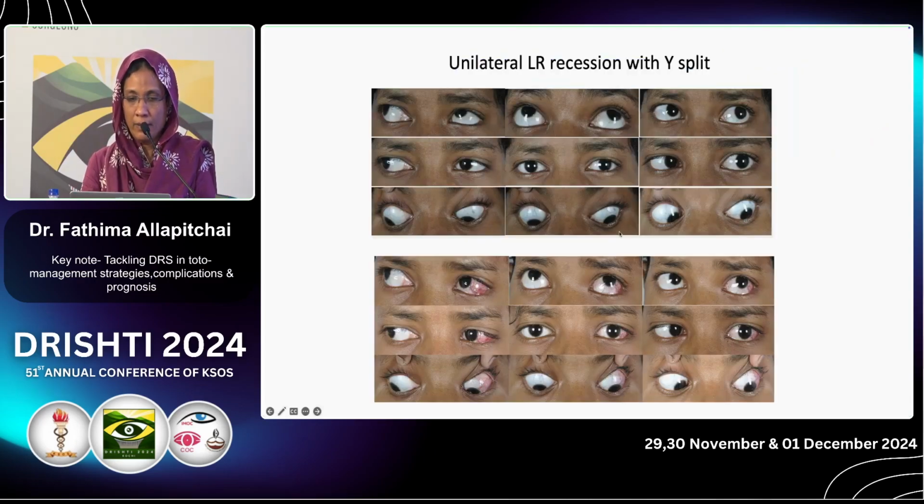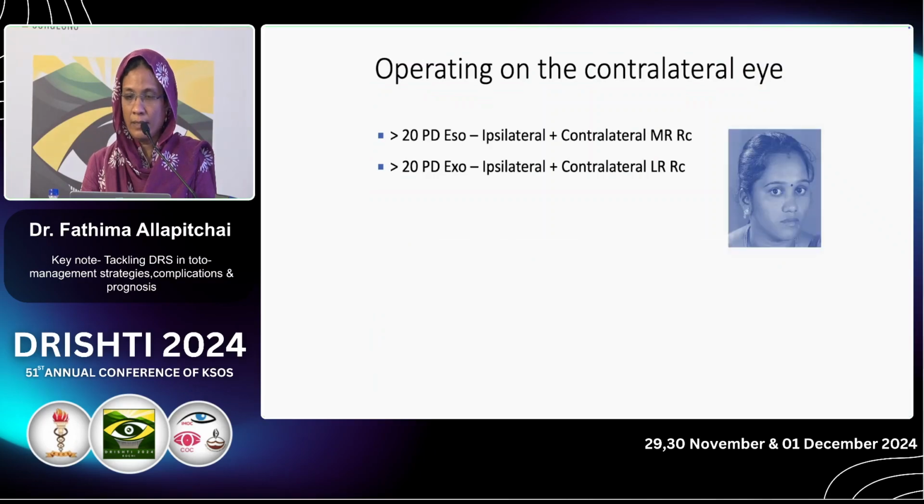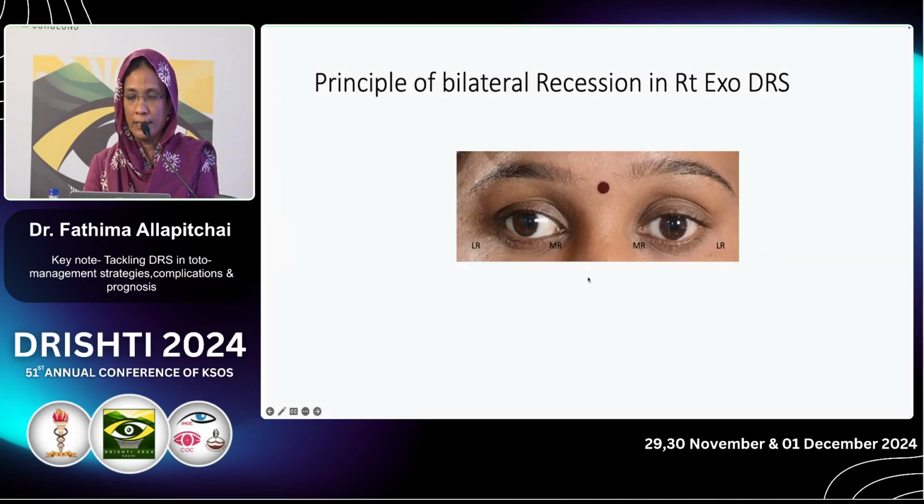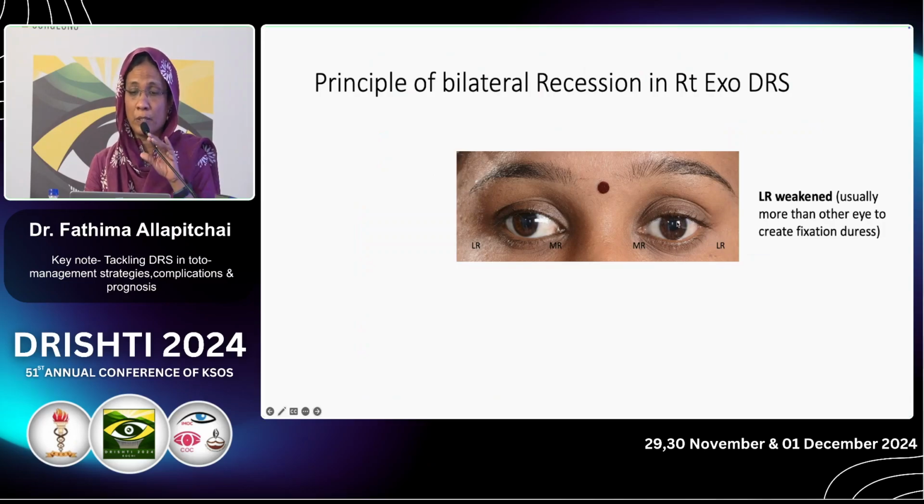This is a patient of exotropia where the unilateral lateral rectus recession as well as Y split was done, and the patient maintained a good alignment. This is again for lateral rectus in the contralateral eye, like how we mentioned medial rectus in the other eye. In the same way, for more than 20 prism diopter exo, we can go for the other eye lateral rectus. But the important prerequisite is the good eye should be the fixing eye. On rare occasion, the Duane's eye may be the fixing eye. In that situation, it's better not to; let me come to that in a further slide.